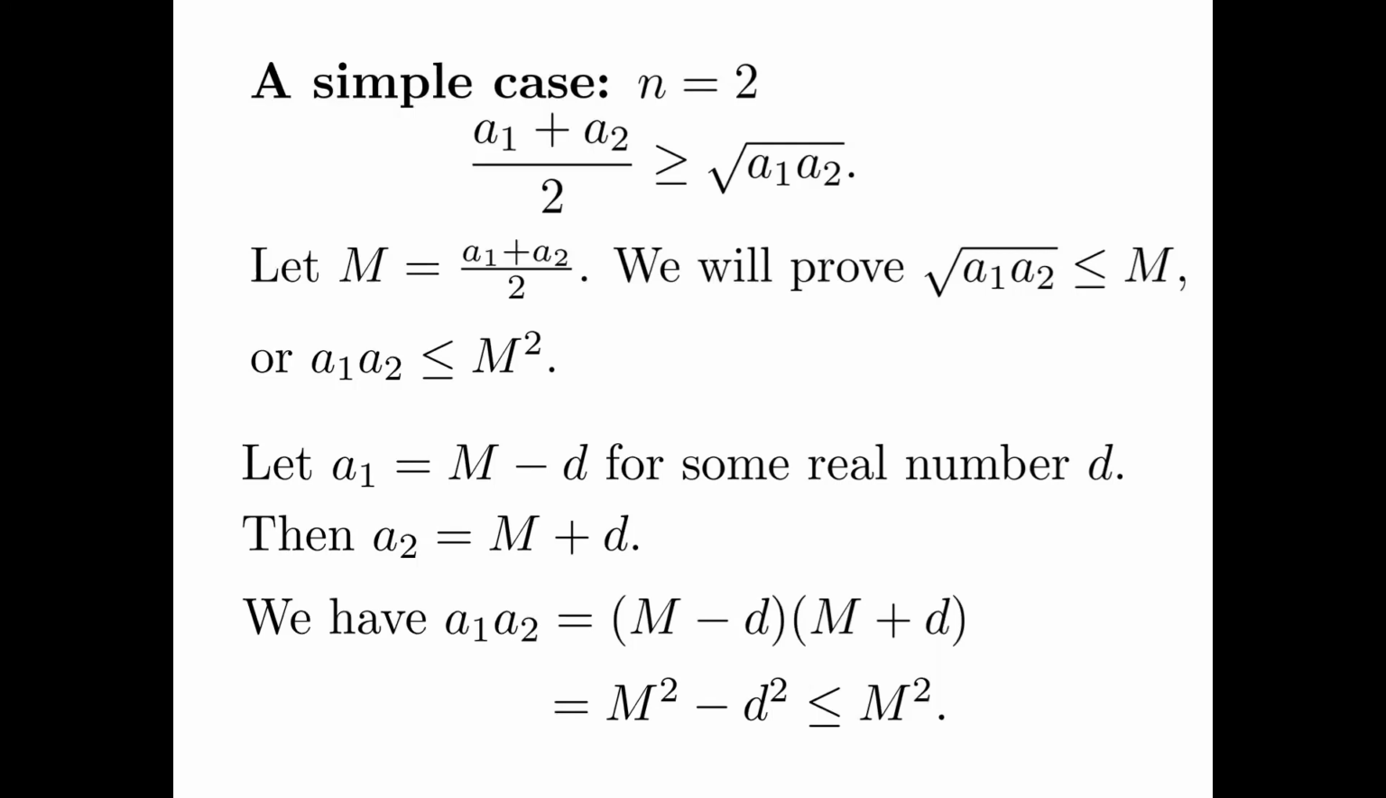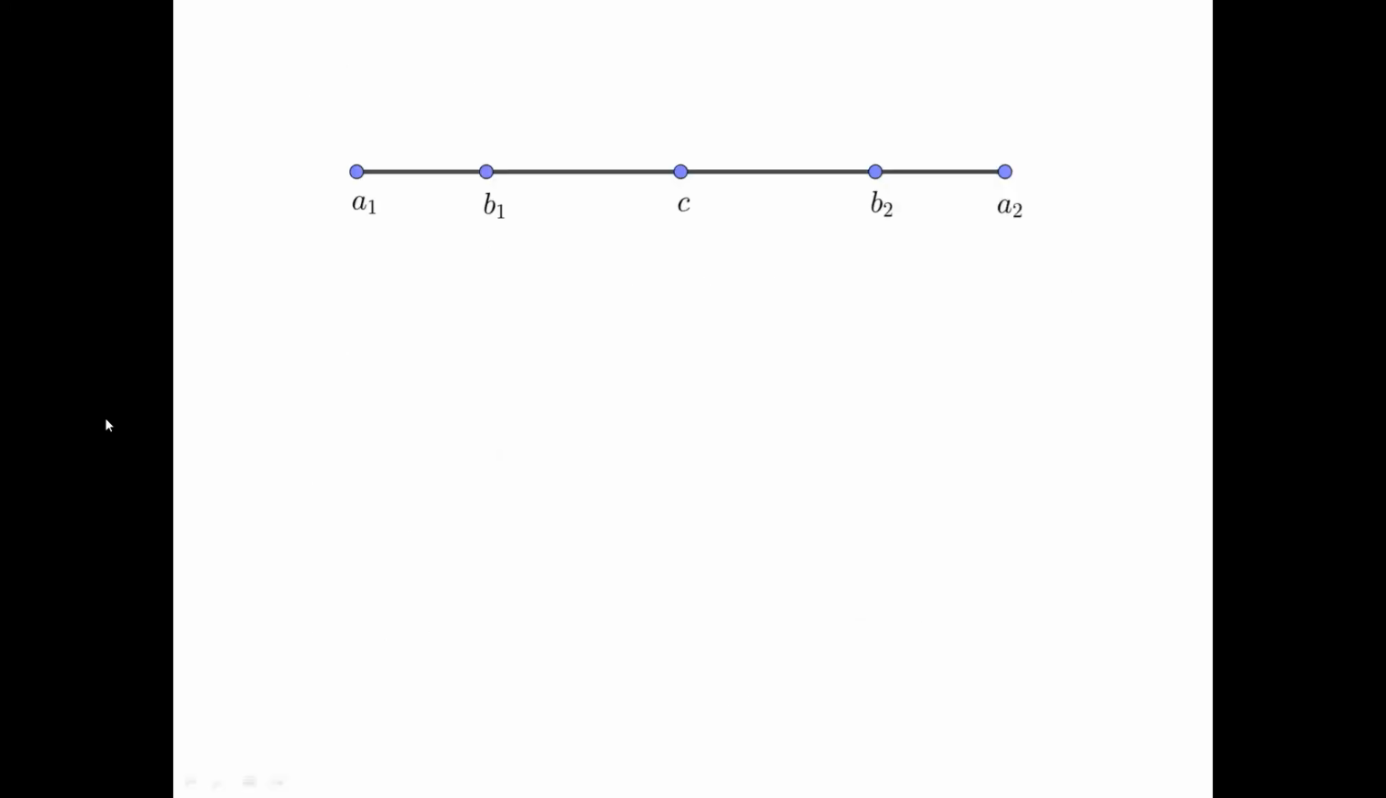Of course. But if we take a closer look, this simple proof actually tells us more details. Keep m fixed. The larger d is in absolute value, the smaller the product of a1 and a2. A quick summary of the observation.